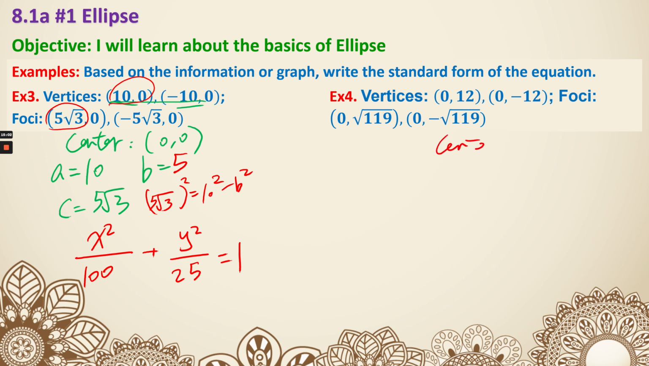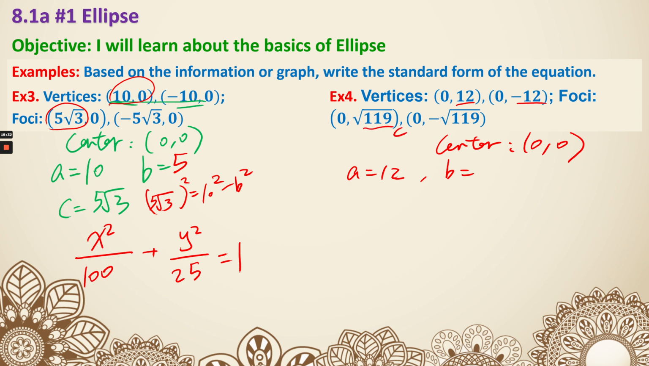First, the center. It's got to be the average of these 2 points. That's going to be 0, 0 again. And this time you may notice our big numbers are actually on the y-axis. That means it's going to be vertical as the major axis. So my A is 12. As for my B, we are going to calculate it out.